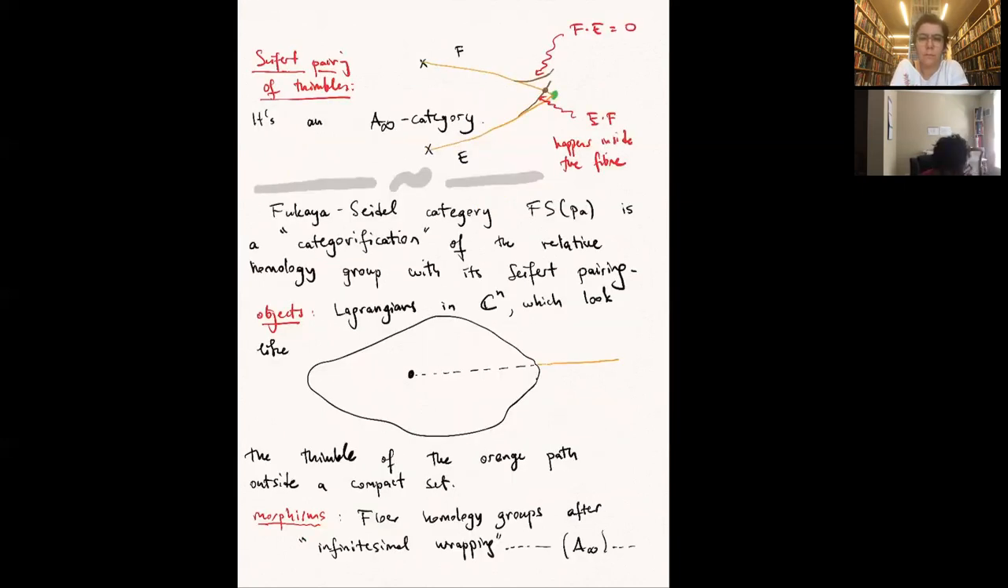So now let's try to compute the Seifert pairing of two thimbles. The first thimble I call E and the second thimble I call F, and they're given by these two orange paths. Try to ignore the rest of the picture. Let me first compute, because it's easier, F intersection E. So we have this one and this one. And what you're supposed to do is move this thimble a little bit counterclockwise to another thimble. That's just how the intersection was defined.